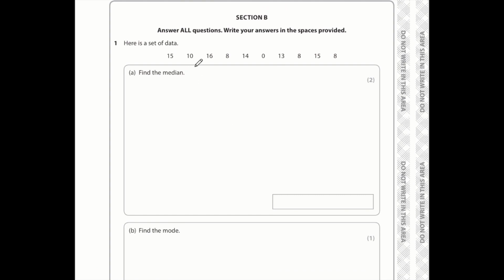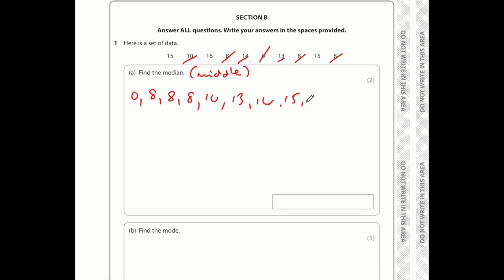So we need to remember that the median is the middle value, but it's only the middle value when the numbers are put in order. So let's order them smallest to largest. So I've got 0. The next smallest is an 8, so I've got 3 8s. And then I've got a 10, then 13, 14, 2 15s and a 16.